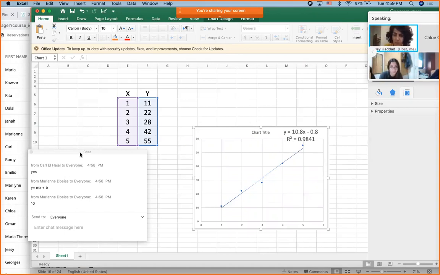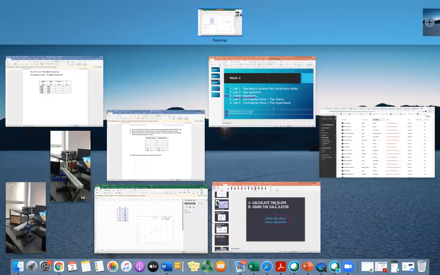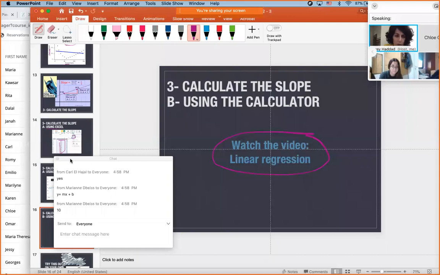All right. So as you see, it took me nothing to do this, to find the slope or to write the equation of the straight line and to plot, like I did everything in one shot. So back to our presentation.